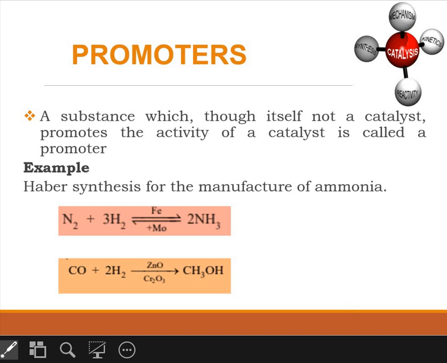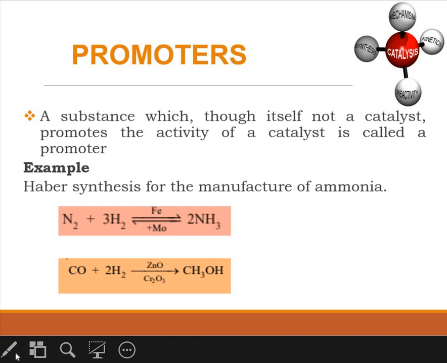A substance which is itself not a catalyst, but promotes the activity of the catalyst, is called a promoter. Here the activity of the catalyst is enhanced by adding a small amount of a second material. The second substance is either not a catalyst itself, or just a feeble catalyst. It just promotes the activity of the catalyst.